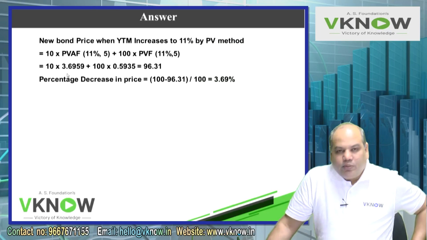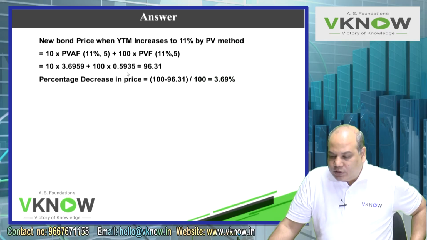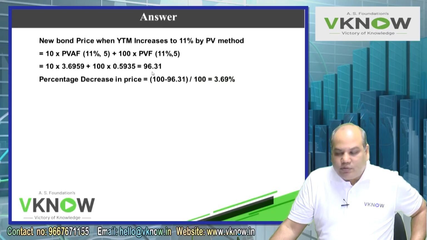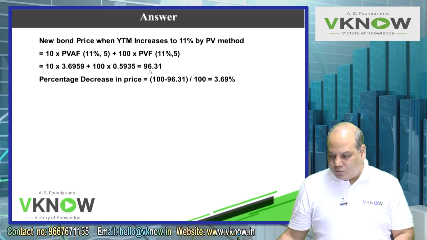Ten into 3.6959 plus 100 into 0.5935. Please check the factor. Is equal to 96.31. So what is the percentage change?